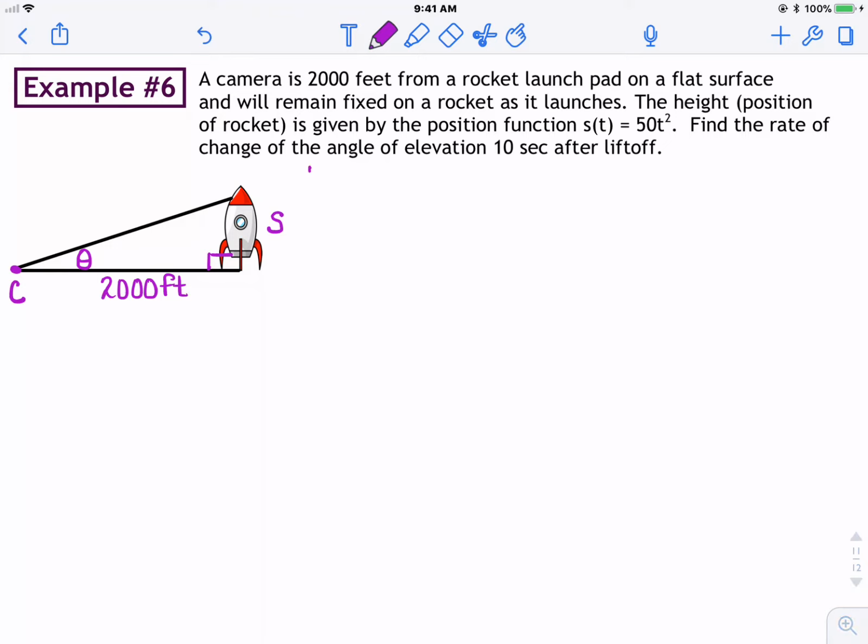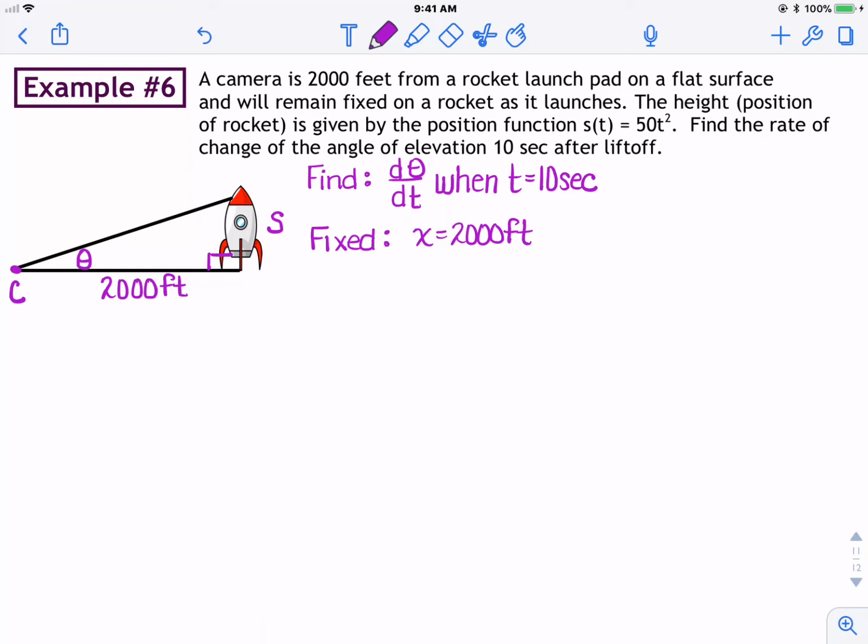So let's go through and see what we're trying to find, or what the G is. If we do the PIG, what are we trying to find? We're trying to find d theta dt, the change of that angle, at the exact time of 10 seconds. The rate that that angle is changing at that exact time. What's fixed, or what's not going to change, or permanent, is that the x is definitely 2,000 feet. There's no other numbers that they gave us that are really fixed.